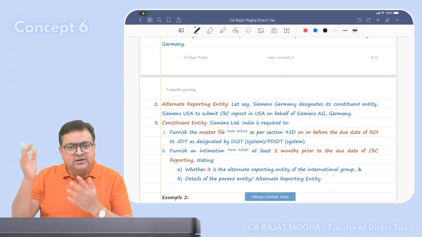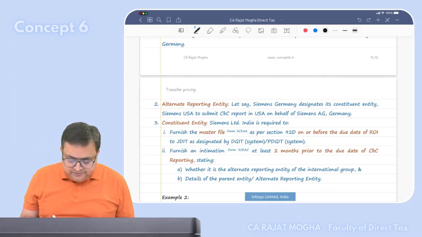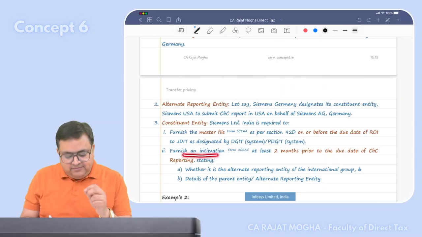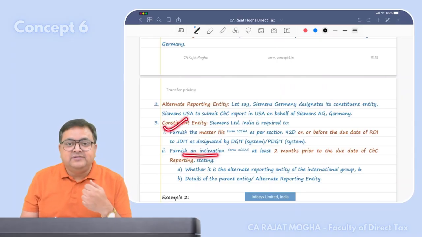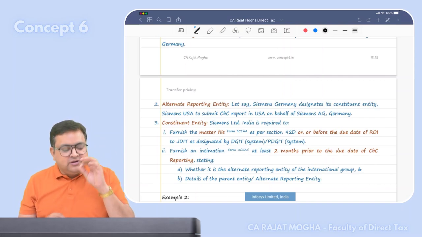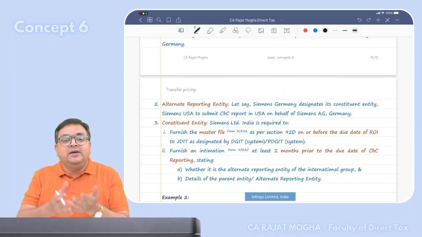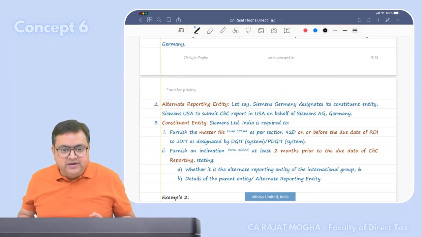Director General means what? Same rank as Chief Commissioner. Okay. Then furnish an intimation. Master file, so you have to do. Then furnish an intimation that who is filing CBCR. Germany is filing, or they have appointed any other alternate one, or you are filing yourself. Might be Siemens India might be the alternate entity.